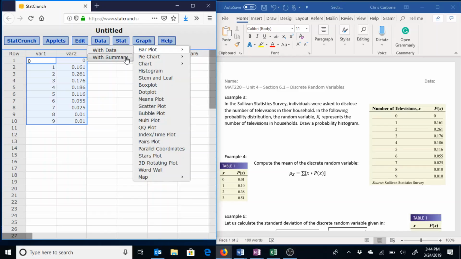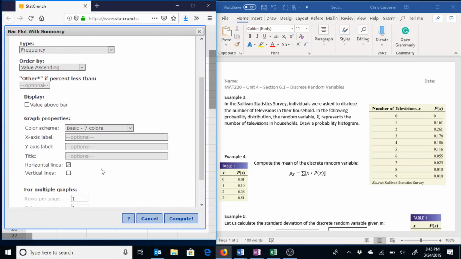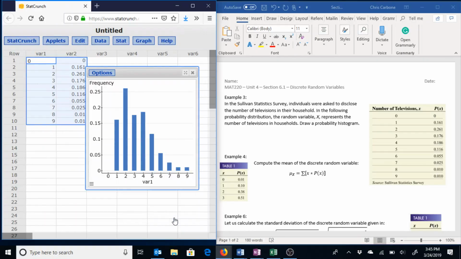It's going to be with summary. The categories in are going to be our x values, which is the variable 1 in my table here, or the x column in this table. And then the probabilities on the right here are going to be our counts, which in the table in StatCrunch is variable 2. Again, we could change whatever we want with it, but I'm not going to in this case. Just hit Compute, and you'll be given that graph. Since it wants it as a histogram, those bars are supposed to be touching, but my example unfortunately is not doing that.